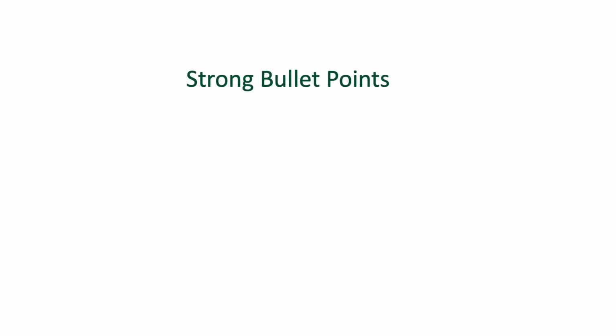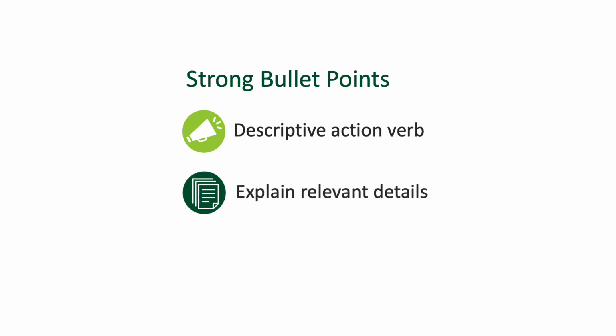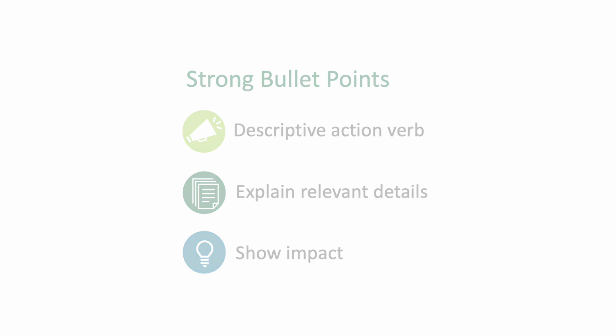Strong or effective bullet points are comprised of three foundational elements. Number 1, starting with a descriptive action verb. Number 2, explaining relevant details of the project or task. And number 3, showing the impact or result of that project or task. These statements provide details about the ways that you have developed transferable skills through specific tasks or projects.